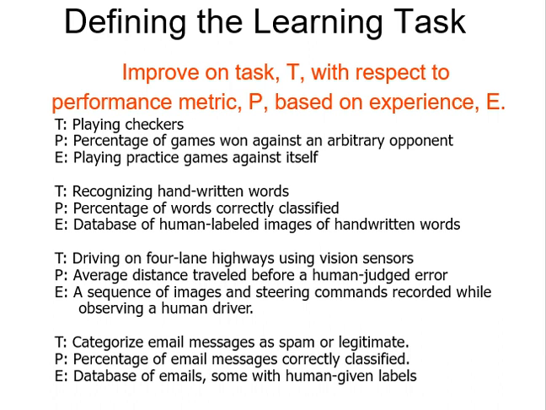Let us consider another scenario. The task is recognizing handwritten words, P is defined as the percentage of words correctly classified, and E is defined as a database of human labeled images of handwritten words. Let's consider another scenario. The task is driving on four-lane highways using a vision sensor, and experience is defined as a sequence of images and steering commands recorded while observing a human driver, and P is defined as the average distance traveled before a human judged error.